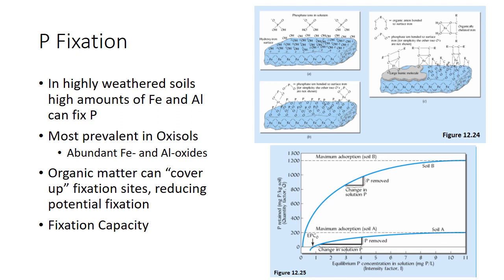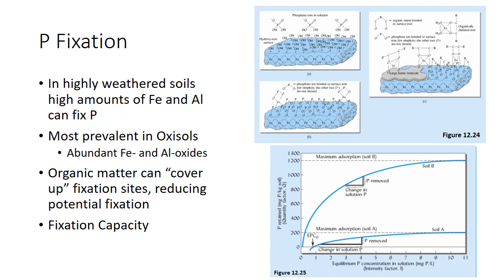So these are both sort of termed phosphorus fixation, and this is more prevalent in highly weathered soils with high amounts of iron and aluminum, where that iron and aluminum are fixing the phosphorus. So it's very prevalent in oxisols, where there's abundant iron and aluminum oxides. But there's one way we can fix this, and that's by adding organic matter.